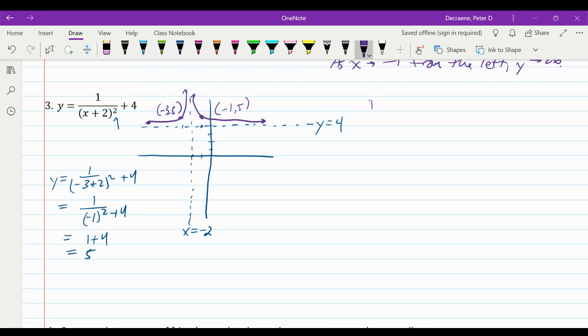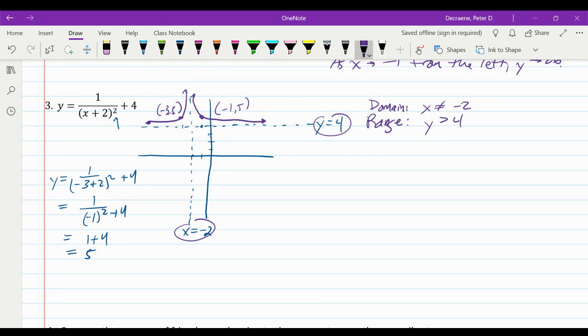Our domain, as usual, is all real numbers except for -2. We can't get down to -2. So x is not -2. The range here, I could say y is not equal to 4, but then we could say y equals 0, but we can't go below the 4 line. So the range here, because everything's above that, is y is bigger than 4. The asymptotes we've got: y equals 4, x equals -2.